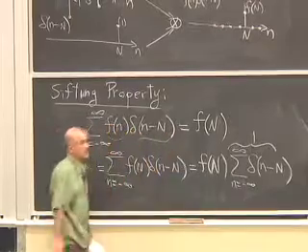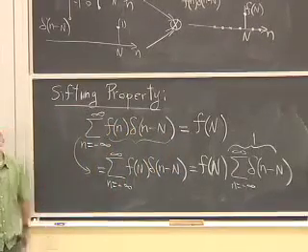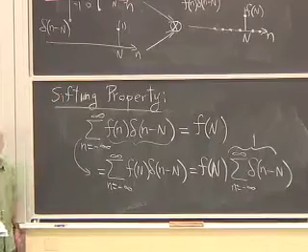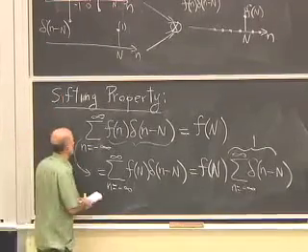And that's another way to get to the answer. But the best way is doing it graphically. So we converted this into a problem we already knew how to solve. This is called the sifting property.